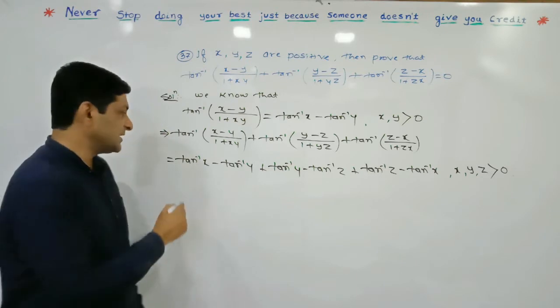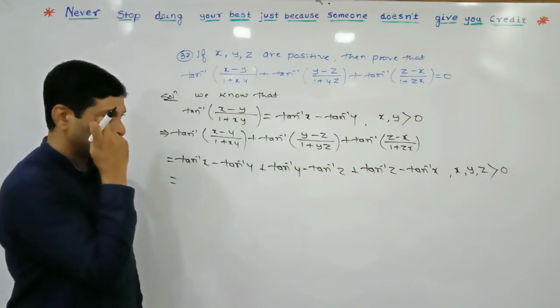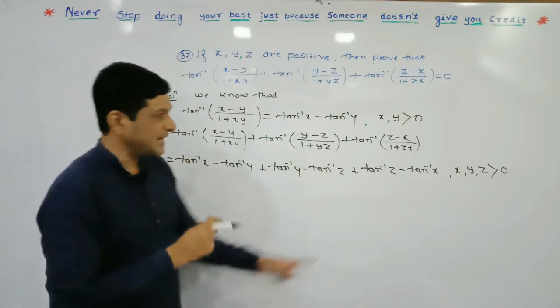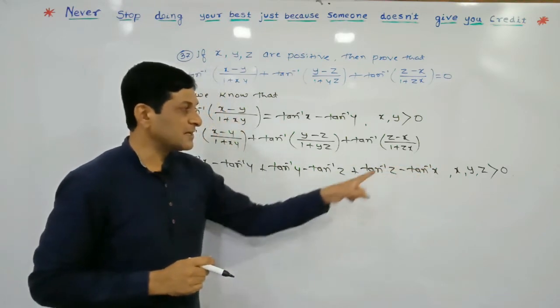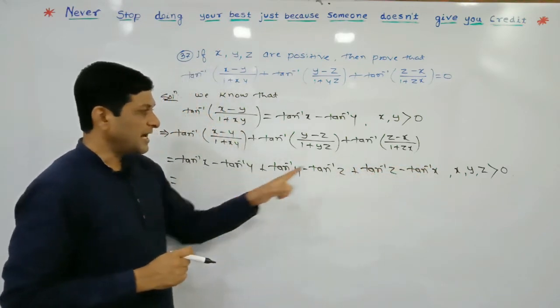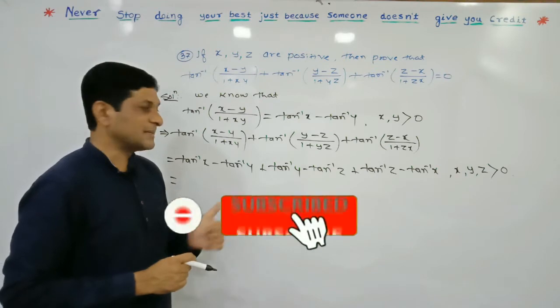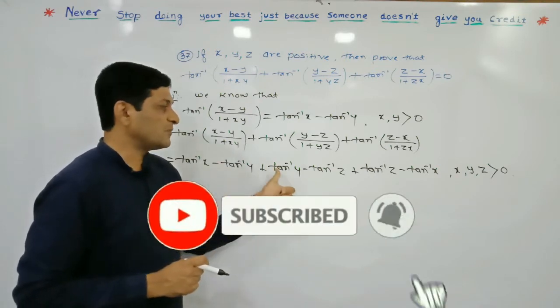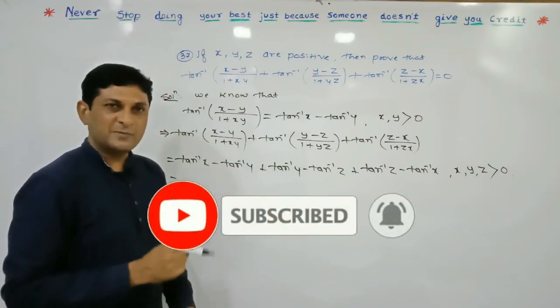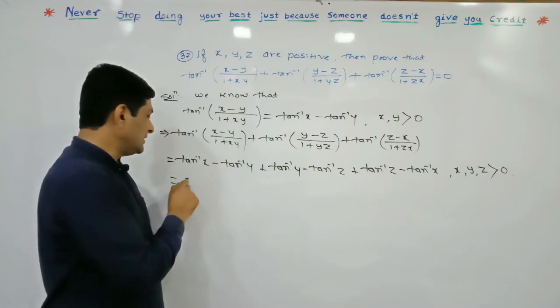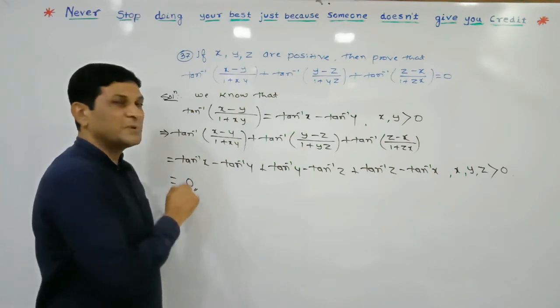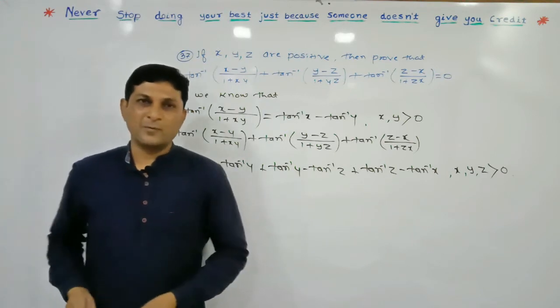Now we can observe that all the terms cancel. Plus tan inverse of x and minus tan inverse of x get cancelled, plus tan inverse of z and minus tan inverse of z get cancelled, and minus tan inverse of y and plus tan inverse of y also get cancelled. This means all the terms get cancelled and we get 0, which is our required result.